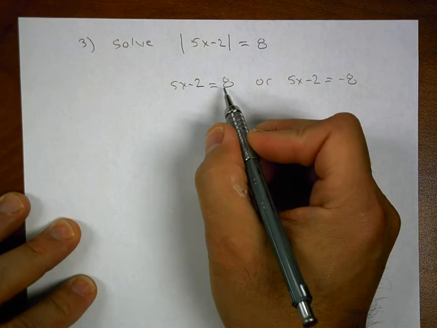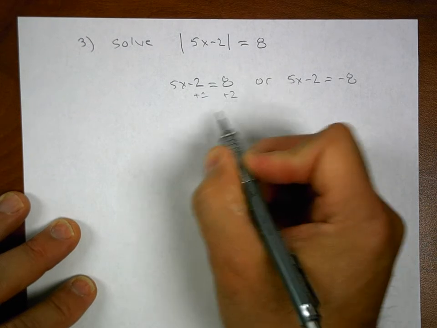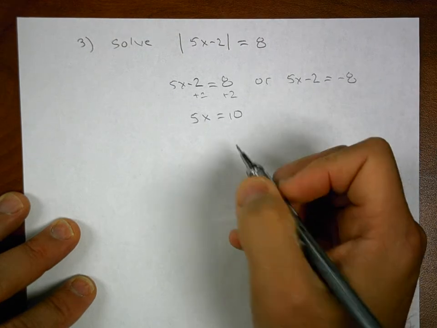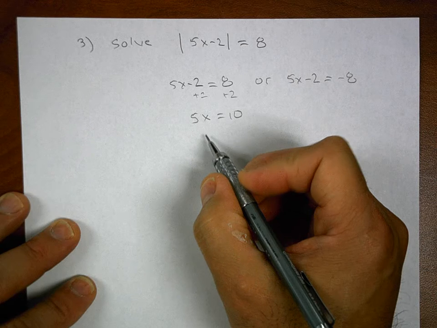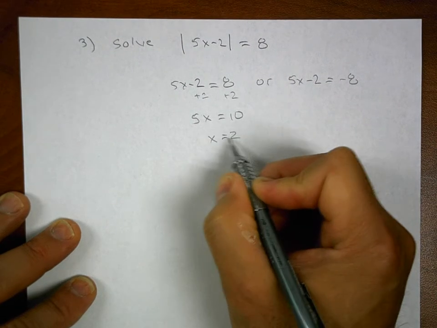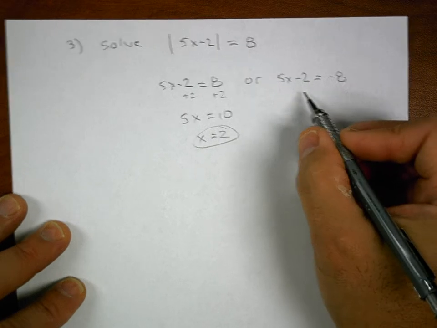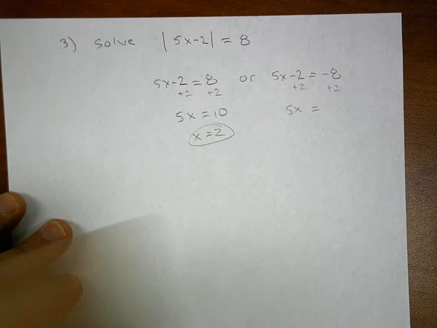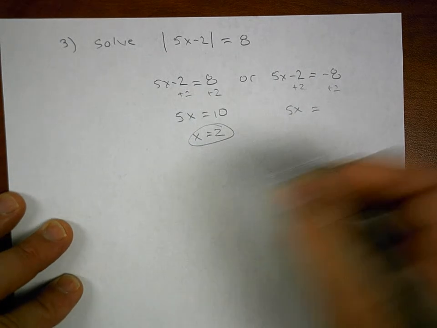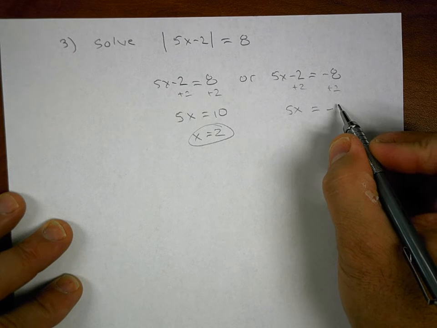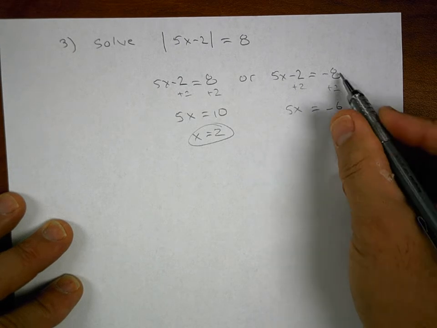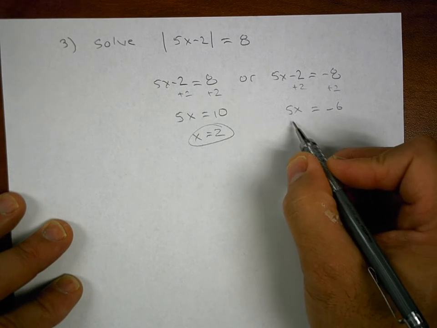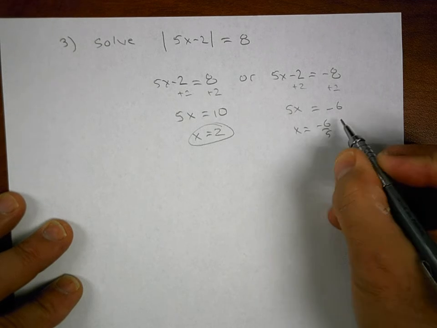Okay, so if we add 2, add 2, add 2, 5x equals 10. Divide by 5, x equals 2. There we go. Let's add 2 there. So 5x equals negative 6, right? Negative 8 plus 2, so negative 6. Then divide by 5. So x equals negative 6 over 5, a fraction, but that's okay.